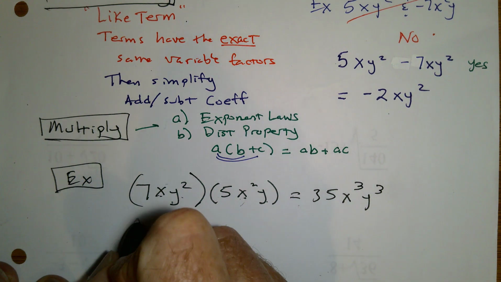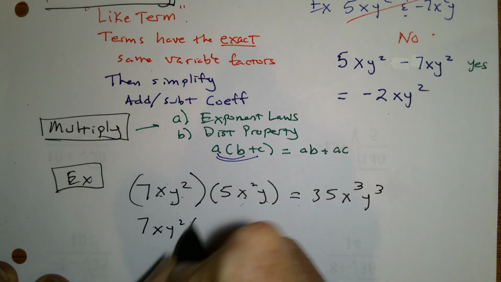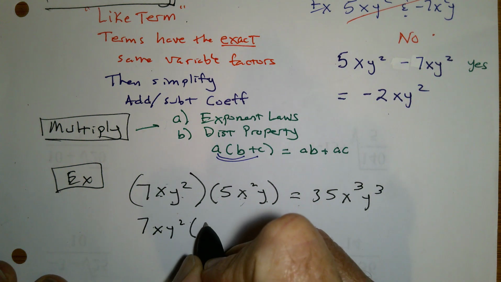Now you might have a monomial times a binomial.